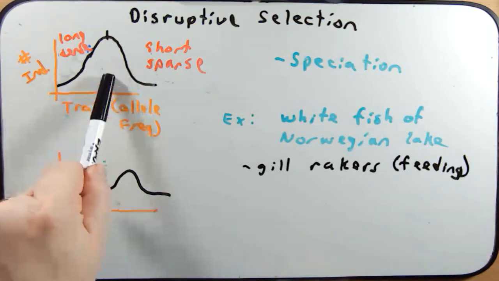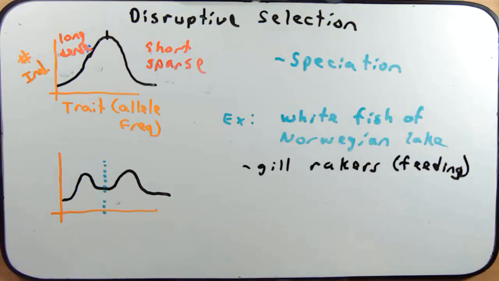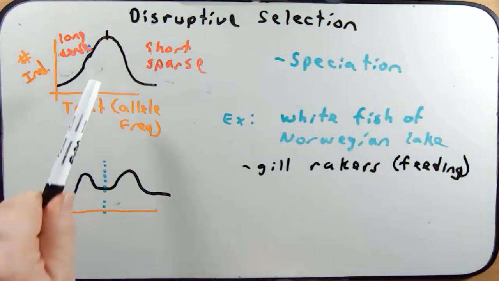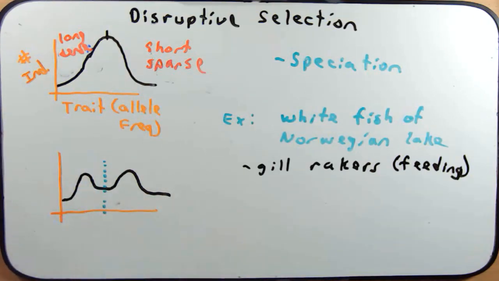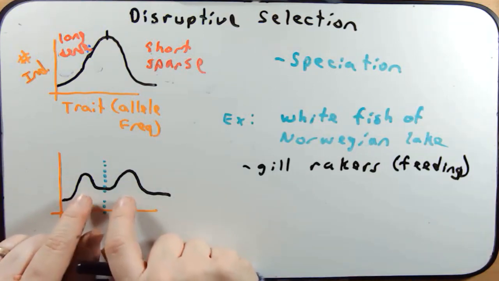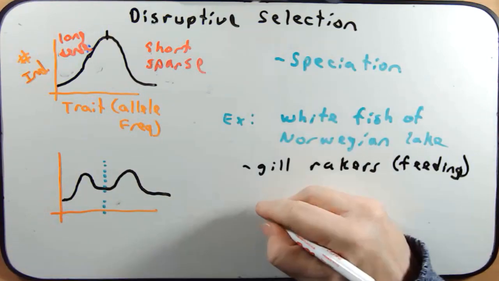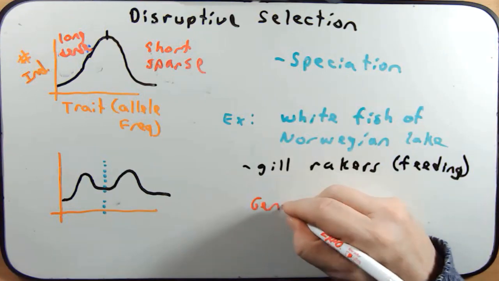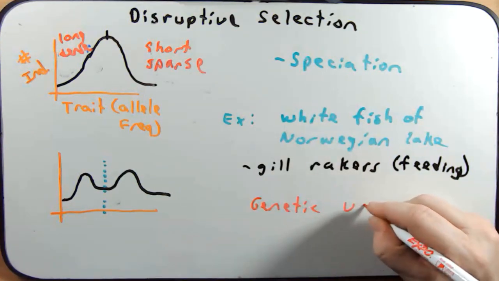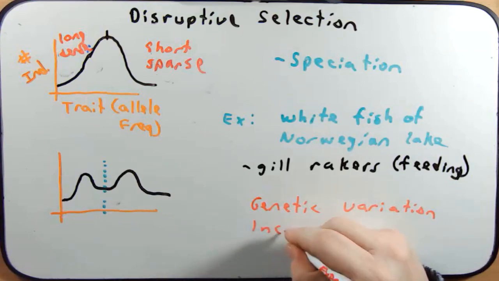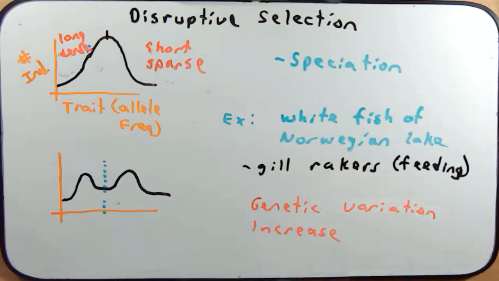Fish with intermediate size gill rakers and with an intermediate density of the gill rakers are not very effective at filtering out and capturing plankton, and they're not very effective at capturing small animals. So they don't survive as well, which is why you see a decrease in their numbers. Now, over time, these two populations of whitefish with different types of gill rakers in them may lead to two different species. With disruptive selection, we say that genetic variation increases. So this is the first one where we see an increase in genetic variation.